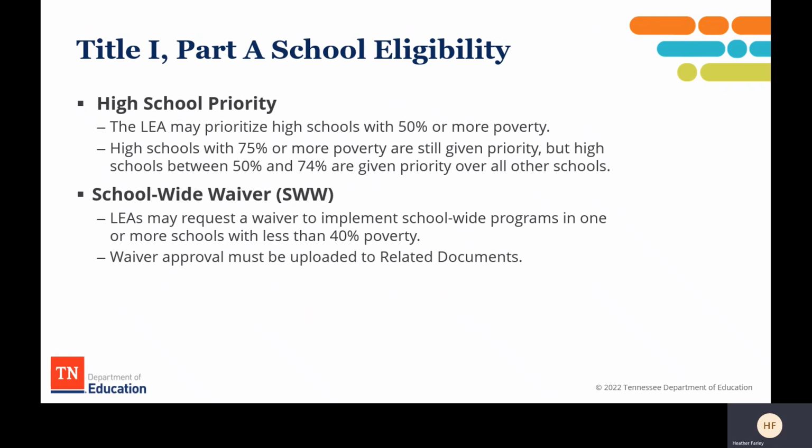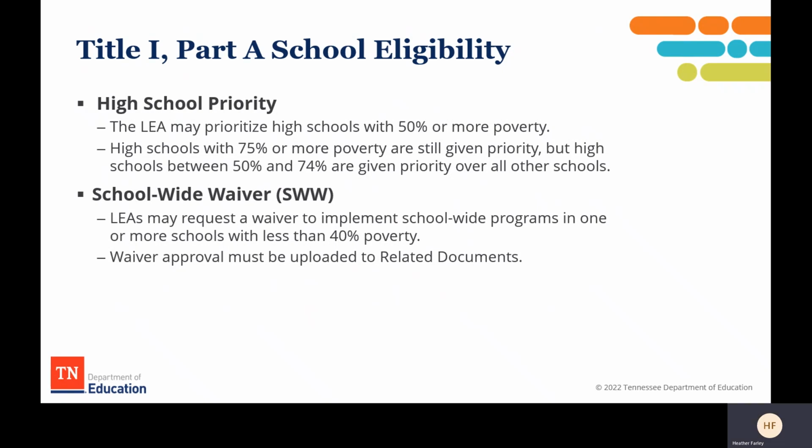When it comes to school eligibility, there is a little flexibility for LEAs that would want to prioritize their high schools that have 50% or more. However, even if you choose not to do this, if a high school does bubble up to 75%, priority is still given to that. And that is for all schools, not just high schools, that have 75% or more. They will be first and given priority.